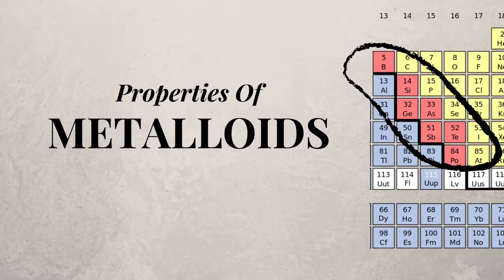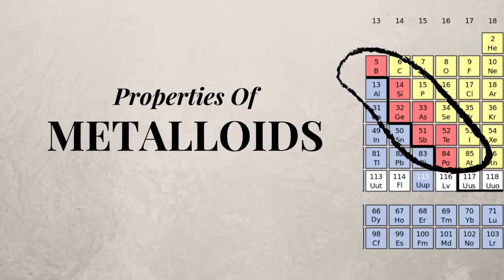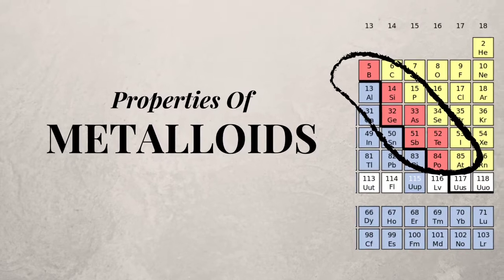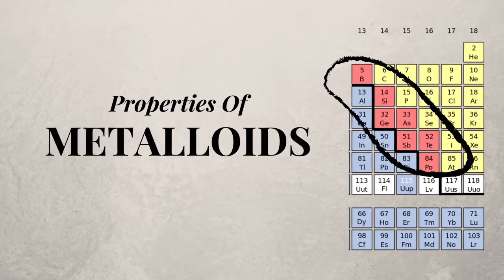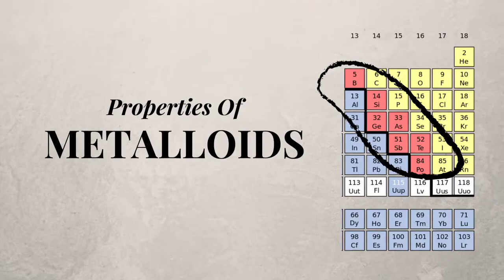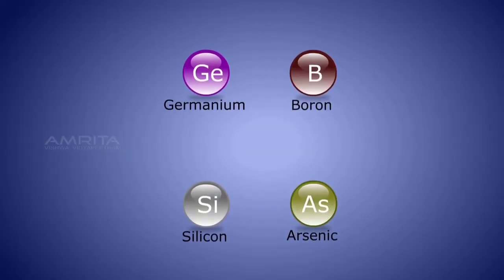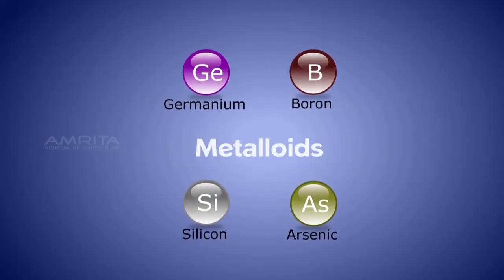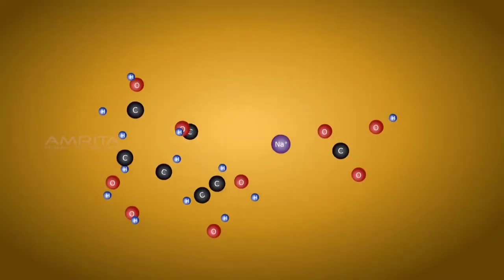Some elements have intermediate properties between those of metals and nonmetals. They are called metalloids. Examples: boron, silicon, germanium, etc. These are about metals, nonmetals, and metalloids. Next, we are going to learn about compounds.